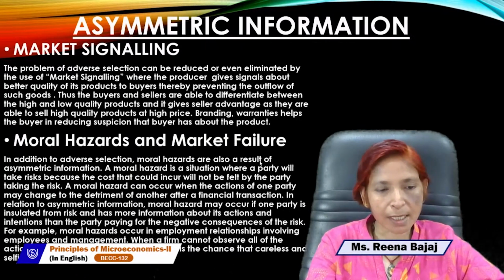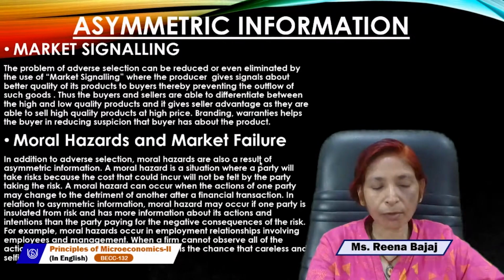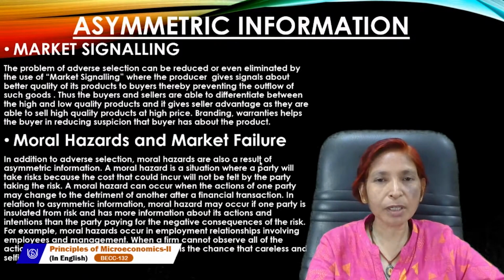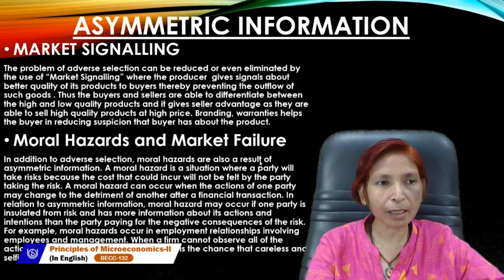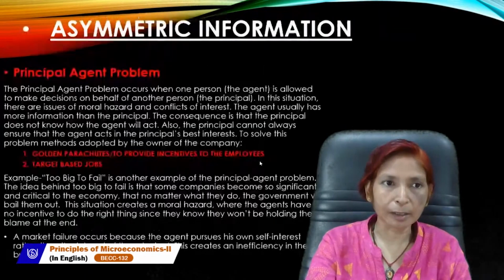Moral hazard occurs in employment relationships involving employees and management. When a firm can't observe all of the actions of employees and managers, there is the chance that careless and selfish decision making will occur. So asymmetric information has two main things. One is adverse selection and the other is moral hazard, which are the main causes of market failure. But we can solve this asymmetric information with the help of market signaling.